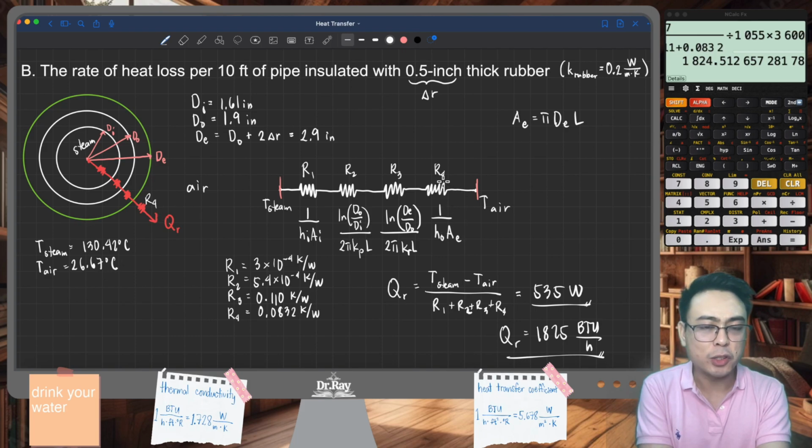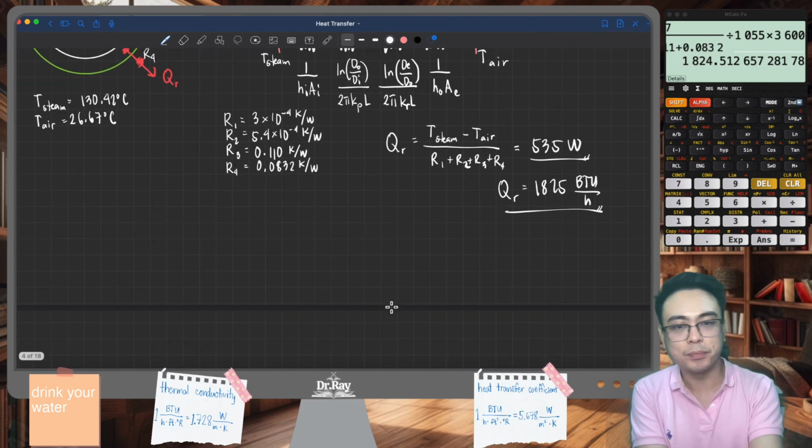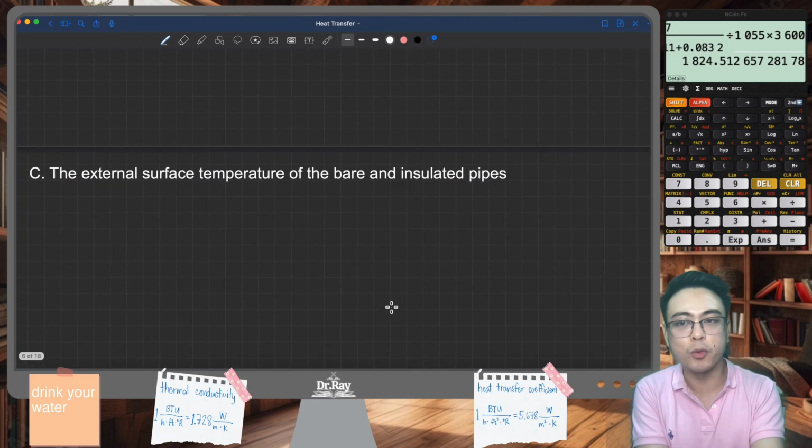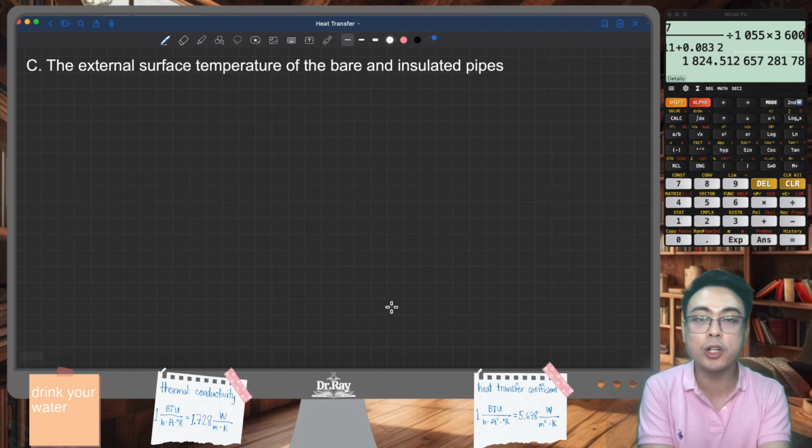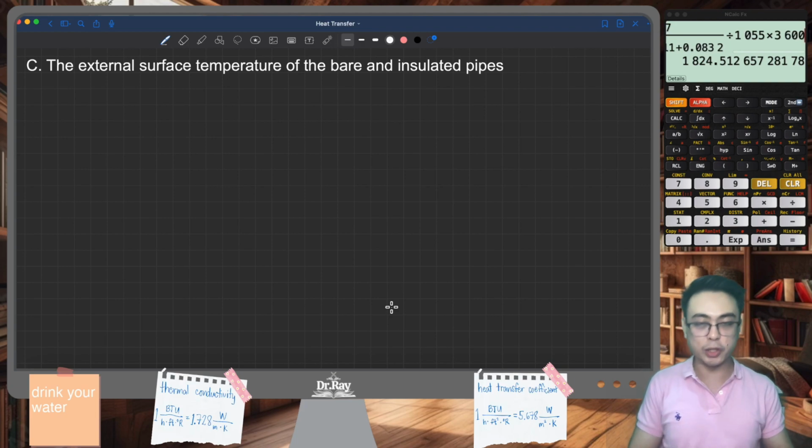So there are very subtle changes to our equivalent resistance diagram that we have to take note of. But all in all, with very diligent changes to the external surface area, we were able to recalculate the rate of heat loss. Now let's move on to the last one. For the last item, we are being asked to solve for the external surface temperature of the bare and the insulated pipes. This is where it gets interesting.